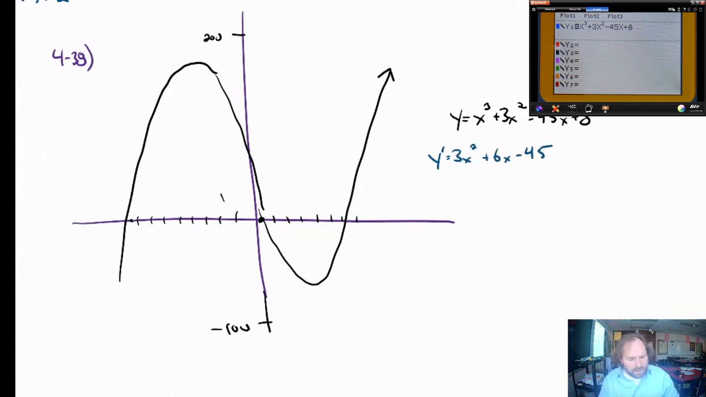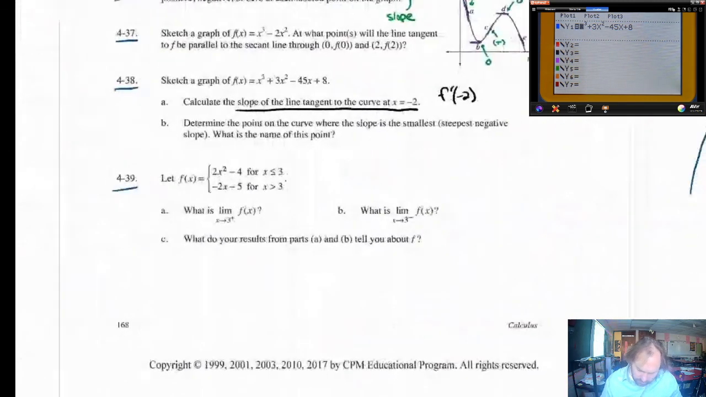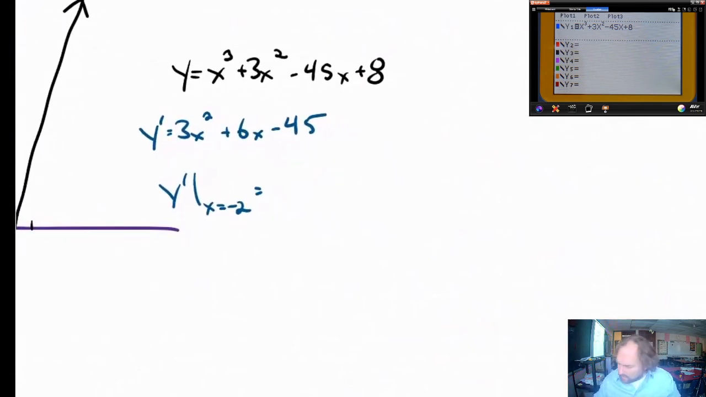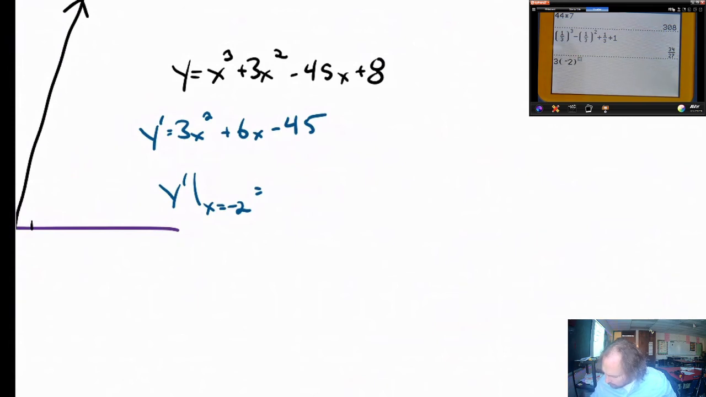That's our derivative. We need to know what happens when we plug in y prime when x is equal to negative 2. I believe that's what we wanted, the slope at negative 2? Yep. So we are going to plug in negative 2 into that equation and get the answer. I'm just going to use the calculator with this. 3 times negative 2 to the second power, plus 6 times negative 2 minus 45.